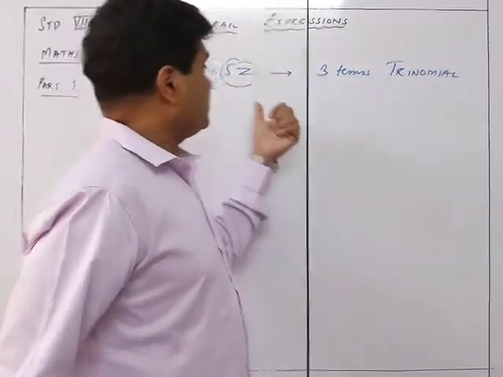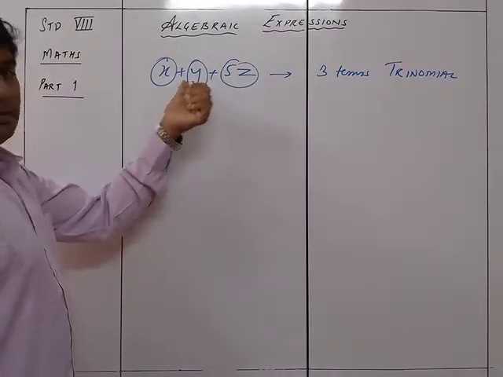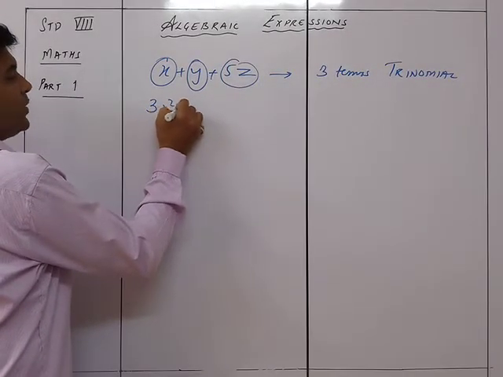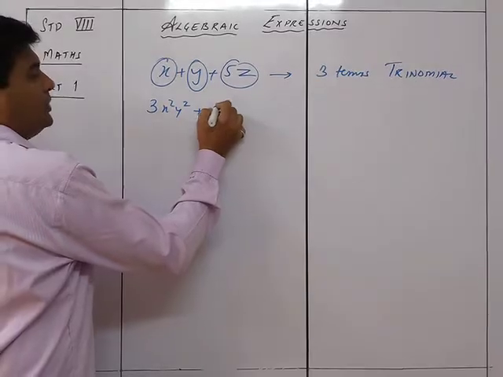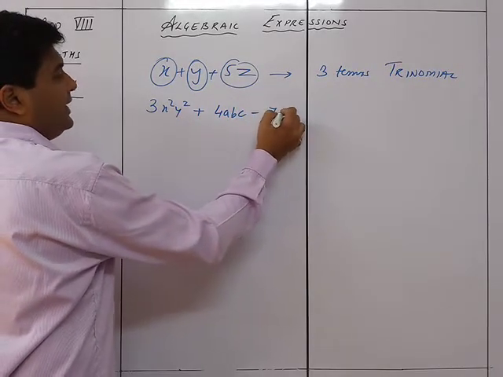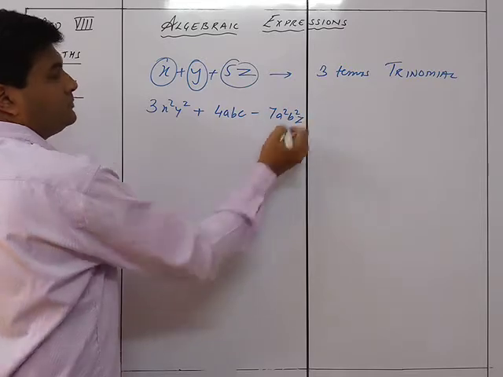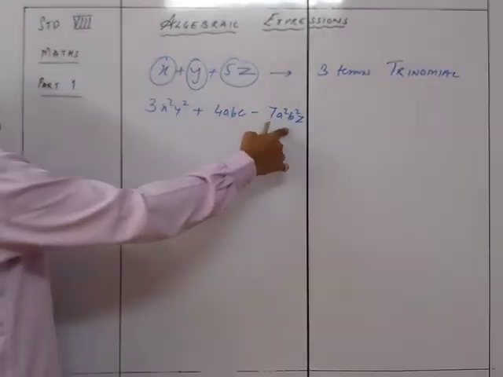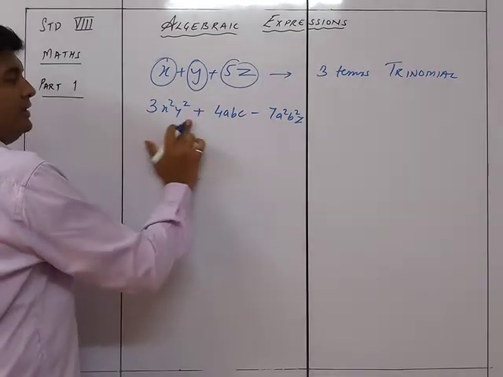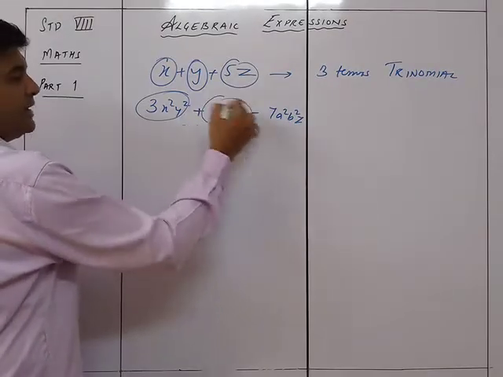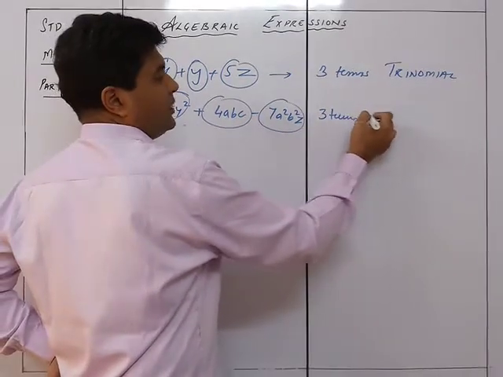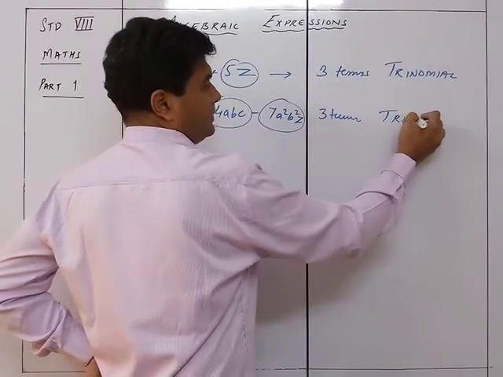When there are 3 terms separated by a plus or minus sign in between, like 3x square y square plus 4abc minus 7a square b square z, then there are 3 terms differentiated by the plus or minus sign. So this is the first term, this is the second term and this is the third term. Accordingly, the 3 terms are there. So this will be called a trinomial.